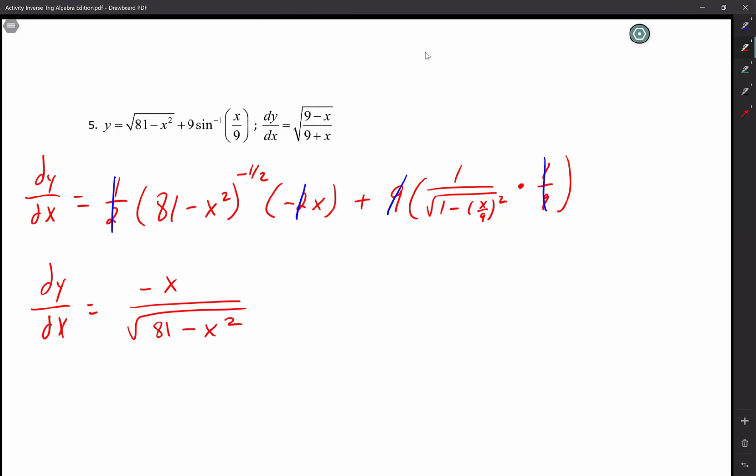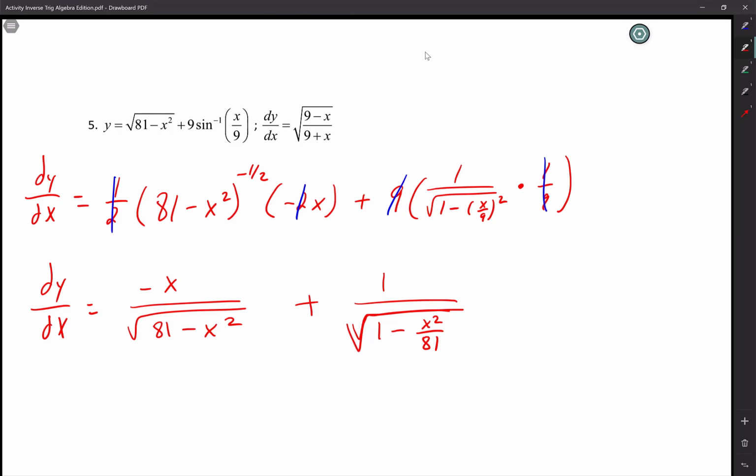Let's see, plus 1 over square root of 1 minus x squared over 81. And that's inside the square root there. So now you're here and you're thinking, okay, how am I going to make it look like that? Well, first, the only feasible step that feels natural right here is to do a common denominator to make sure that they're both the same.